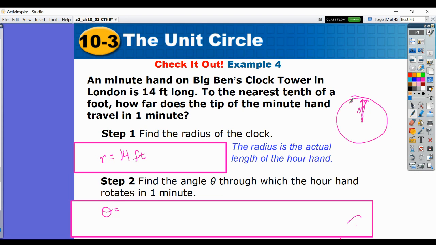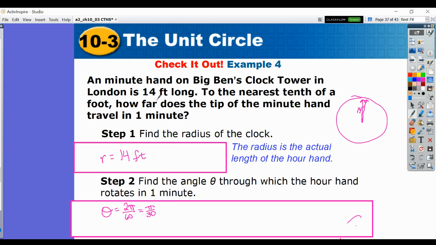Radians, how far of an angle is this? Well, we have 60 minutes in an hour, so it's 1/60th of the way around, and all the way around would be 2 pi, so I just divide that by 60. So 2 pi over 60 is pi over 30. I'm just going to leave it like that. That's my radians, and that is in 1 minute.